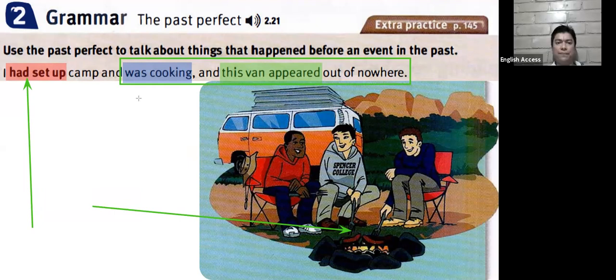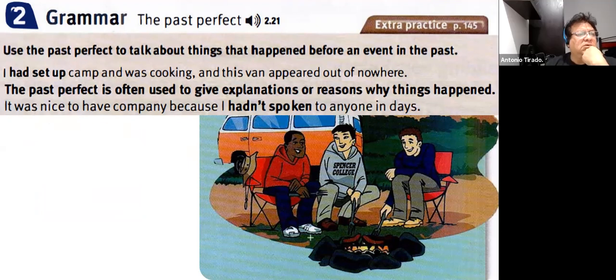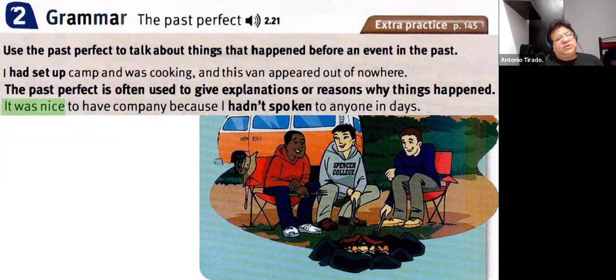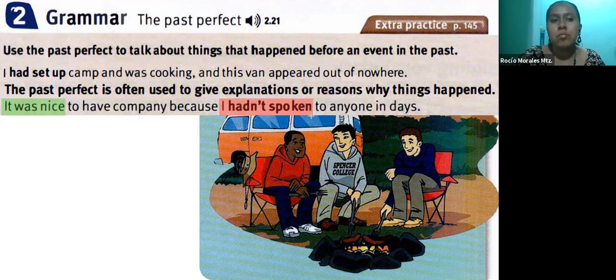We also use the past perfect to give explanations or reasons why things happened. That's the context, the background. "It was nice to have company because I hadn't spoken to anyone in days." So this is background. Yes, he hadn't spoken to anyone. And when these guys appeared, it was nice to have company.